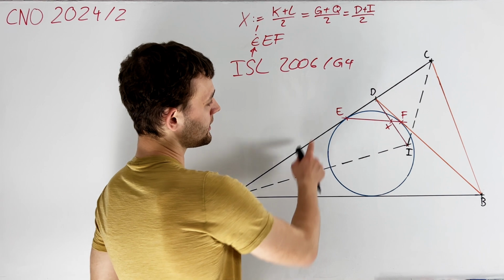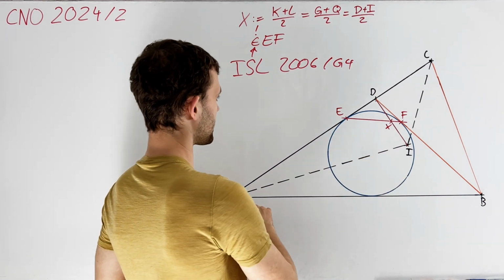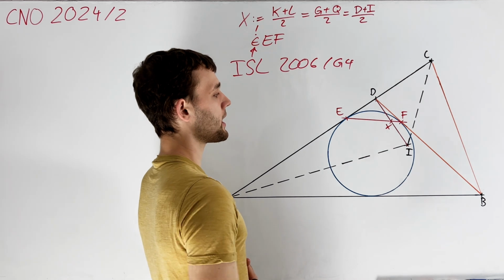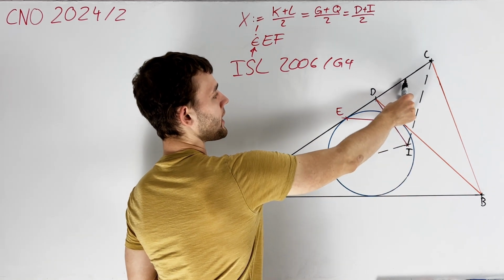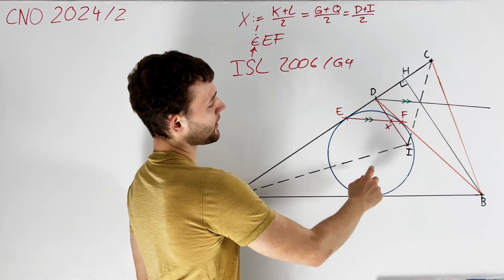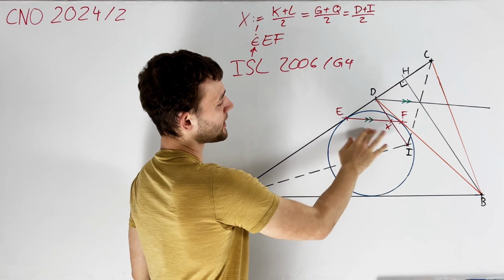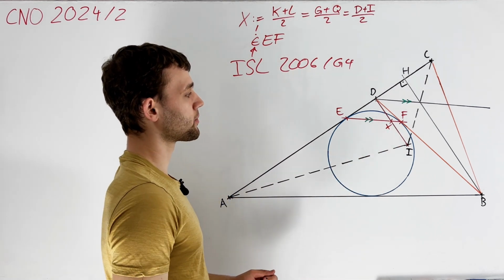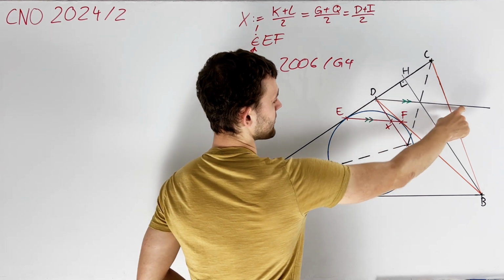To understand EF better, we first want to introduce the exterior angle bisector of angle ADB. While we're at it, let's also draw in the altitude of B onto AC and denote its intersection with AC by H. Since EF and the angle bisector of BDC are parallel, proving that X lies on EF is equivalent to proving that the midpoint of I with any other point on that line lies on EF.